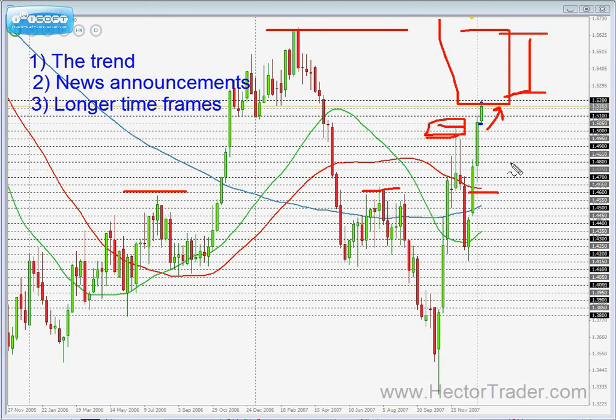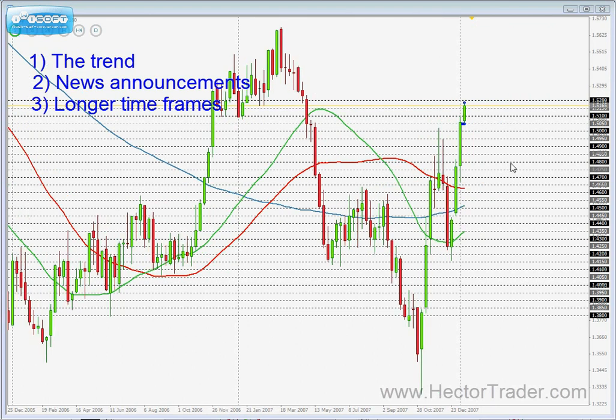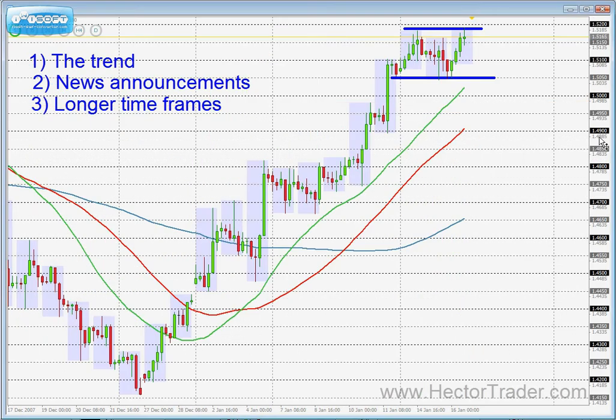So, as far as the longer time frames, I see no particular contradictory signal. No conflicting signal on the longer time frames. So that's all right. We have the green lights as far as the daily and the weekly chart goes.